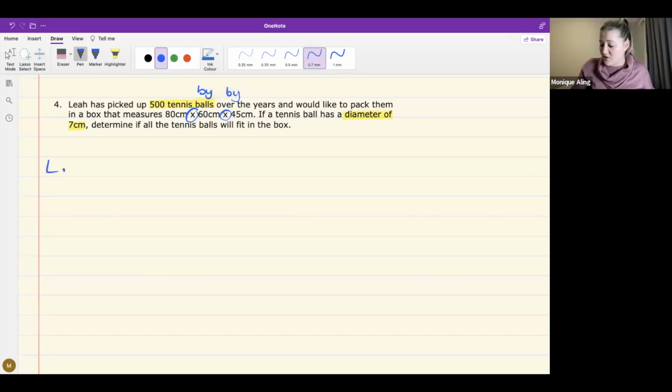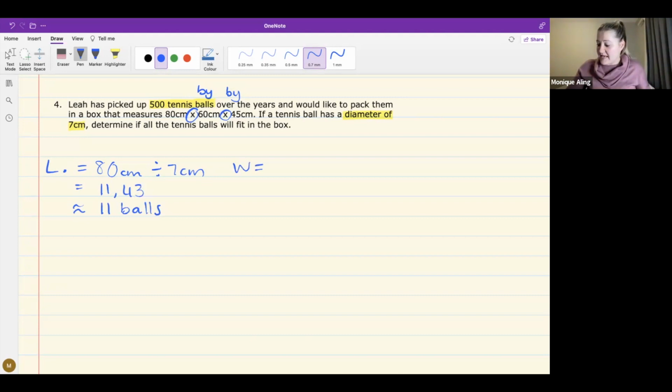So let's work out how many balls fit along the length of the box. So it's our 80 centimeters divided by the diameter. Gives you 11,43, and we know to always round down when it comes to these kinds of questions. Okay, the width is 60 divided by 7. Gives us 8,57, and we round down.